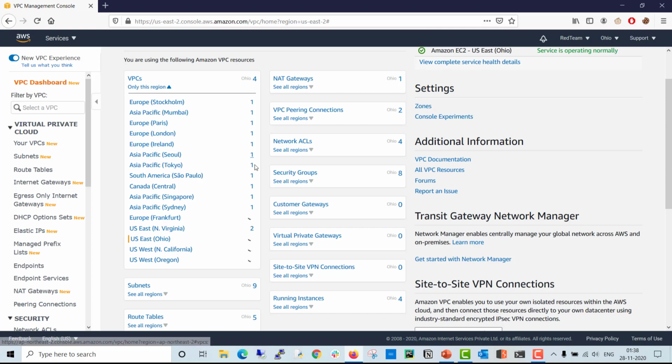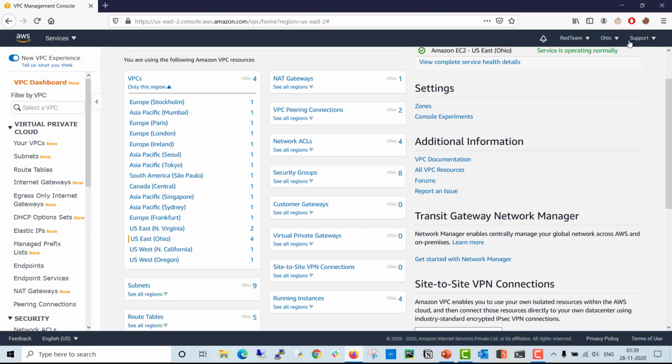Asia Pacific, it's taking time. You can see here US East, there are 2 regions, but in Ohio we have 4 VPCs. That means I created 3 more VPCs, and one is the default VPC there. So we should keep in mind, while performing red teaming activities, to understand about regions, how many regions are there and what services belong to what region.